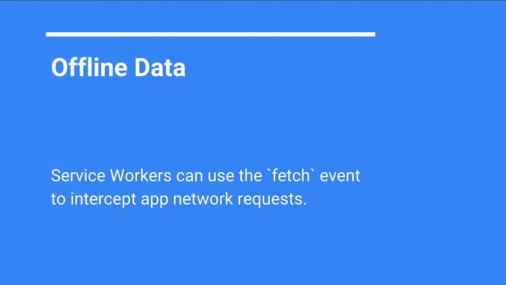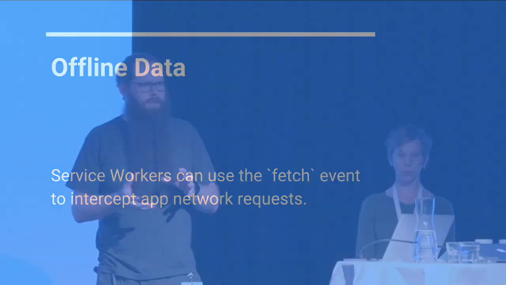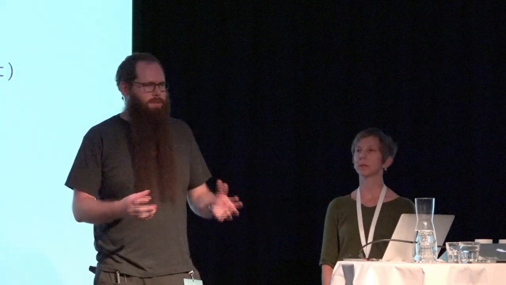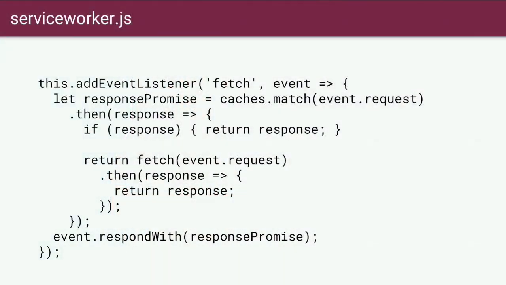So offline data. We talked a little bit about the app shell design pattern, and that's really more about the layout and the general design of your site. The actual data that gets rendered inside of that can be handled a little differently. And so we can use the service worker to listen for fetch events, and these fetch events are not just triggered by the fetch JavaScript API requests, but also CSS requests, fonts, images, pretty much anything loaded by your page will trigger a fetch event.